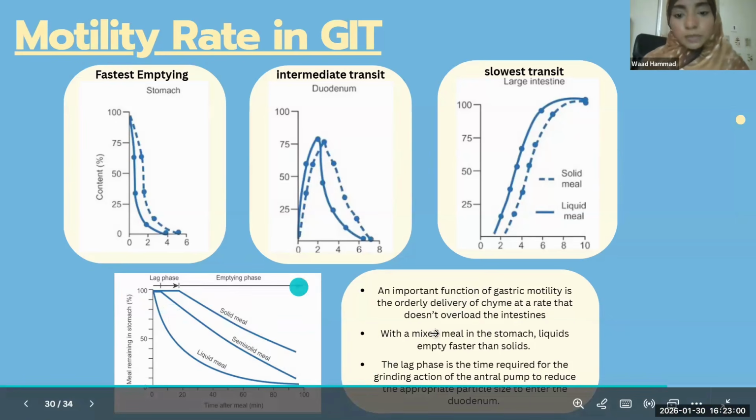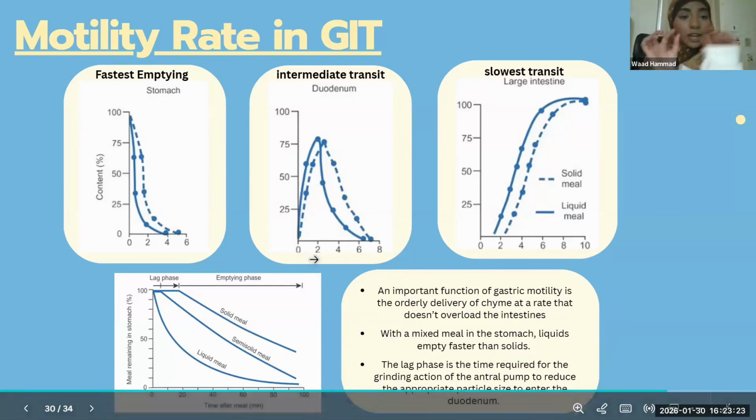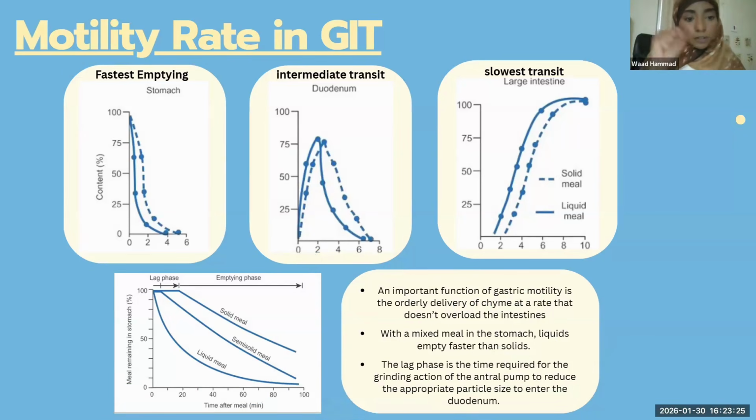So I'll just read this part out. An important function of gastric motility is the orderly delivery of chyme at a rate that doesn't overload the intestines. With a mixed meal in the stomach, liquids empty faster than solids because the lag phase is the time required for the grinding action of the antral pump to reduce the particles to an appropriate size to enter the duodenum. So we're basically just trying to make the solids an appropriate particle size so that they can pass the pylorus and enter the duodenum.